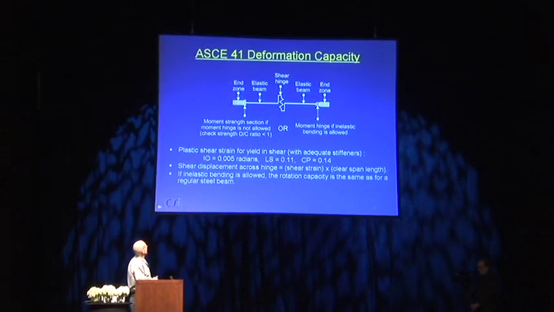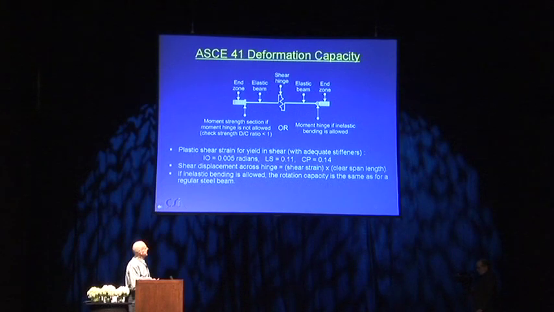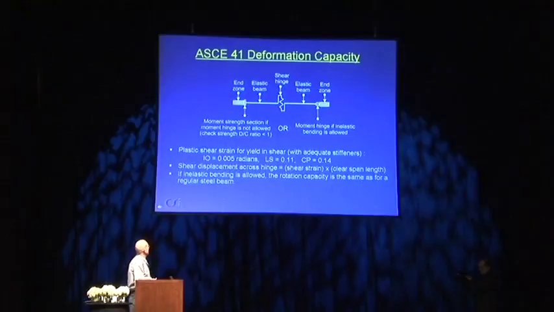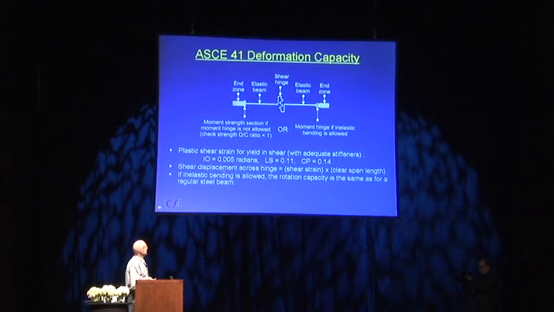The ASCE deformation capacity for this, let's look at the shear hinge first. There's a number of things in this diagram. I'll come back to this in just a moment. If you look at the shear hinge, the plastic shear strain for yield and shear, and this is an adequately stiffened shear link, would be 0.5% for IO, 11% for life safety, and 14% for collapse prevention. That's a pretty big shear strain. So it's pretty generous. It's also necessary because these tend to be fairly short. The shear displacement is shear strain times the clear span length.